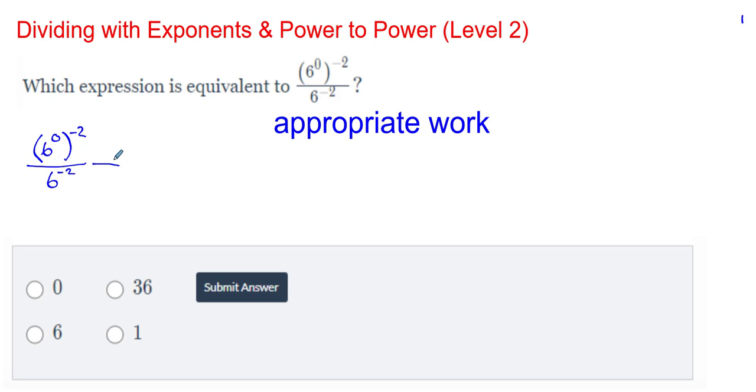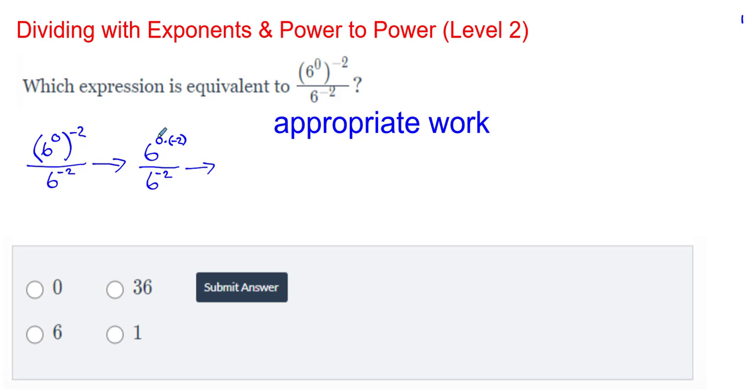Like we did with multiplication, I'm going to focus on the parentheses. I'm going to try and simplify the numerator before I go ahead and try and simplify the whole fraction. So when I have a power inside and outside, I multiply them. So in the numerator, I would write 6 to the power of 0 multiplied by a negative 2, because that's the operation. When you're dealing with power inside, outside, multiply them. On the bottom, I'm just going to rewrite 6 to the negative 2.